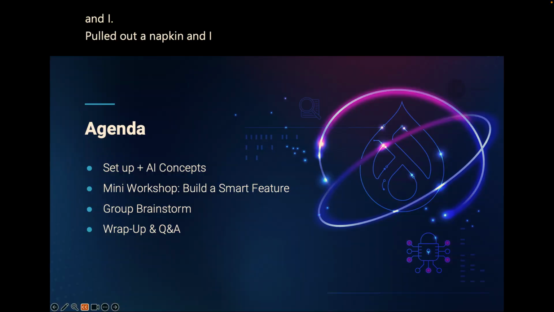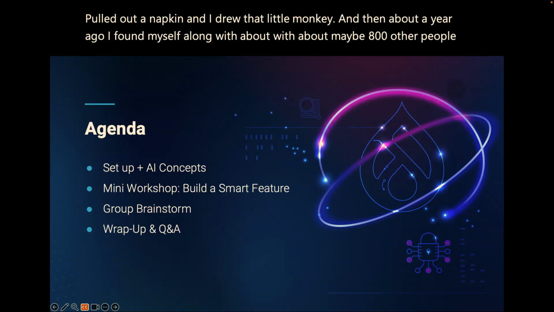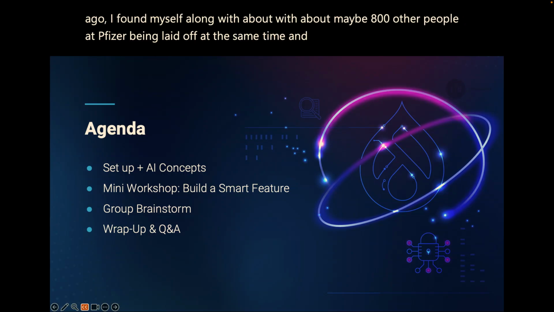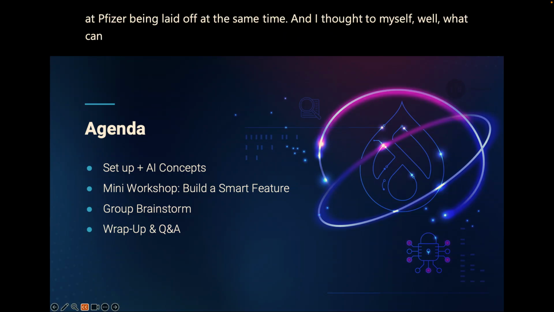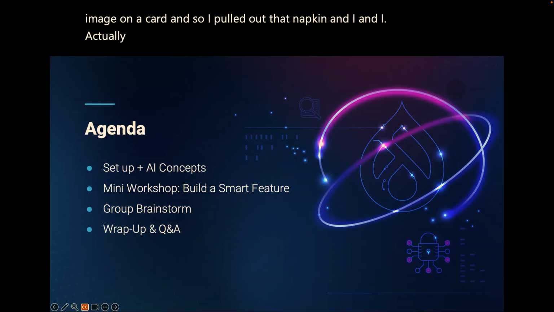And then about a year ago, I found myself along with maybe 800 other people at Pfizer being laid off at the same time. And I thought to myself, well, what can I do that's Drupal related but is unexpected and would be a good image on a card? And so I pulled out that napkin, and I actually did a real drawing of it. So that's the reason we got the little monkey card.